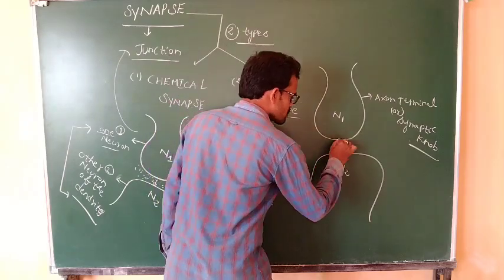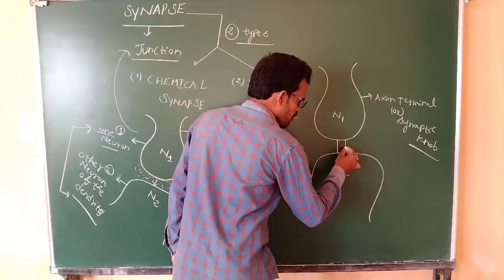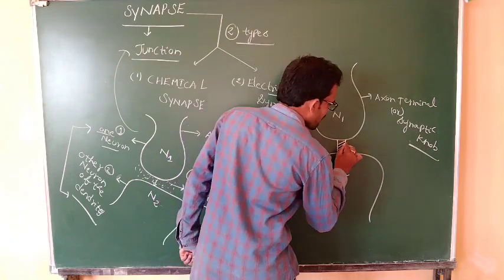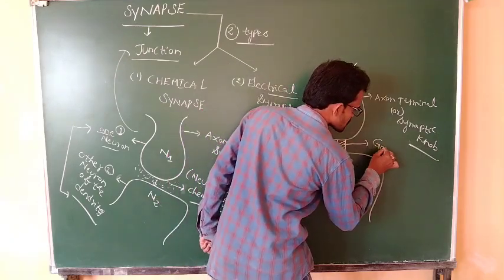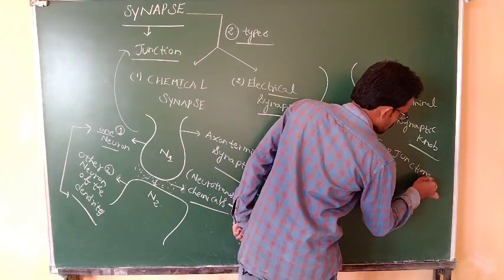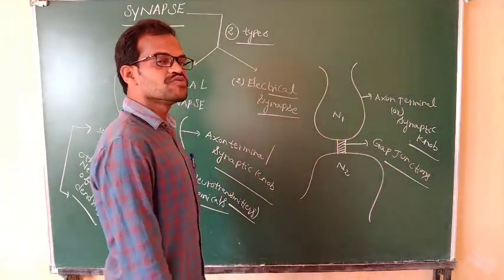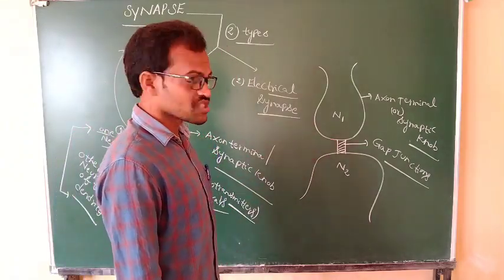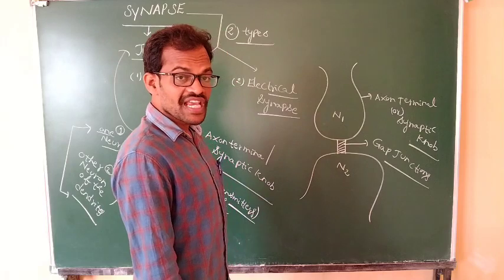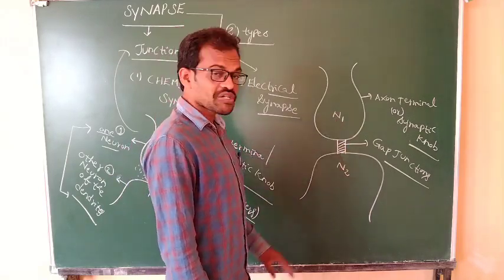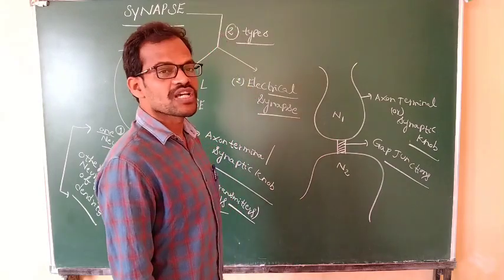How will they communicate? With the help of gap junctions. How are these two neurons communicated through the gap junctions? These neurons travel the message to the other neurons with the help of gap junctions.